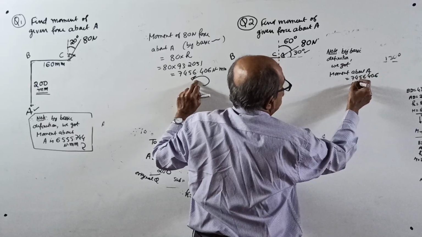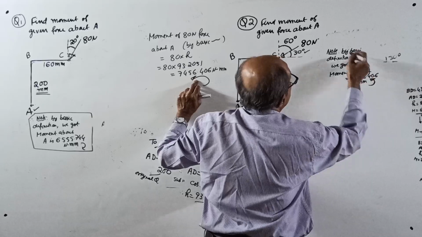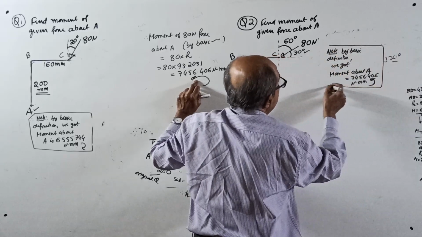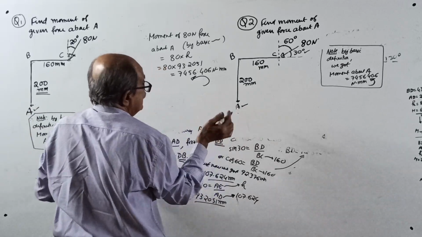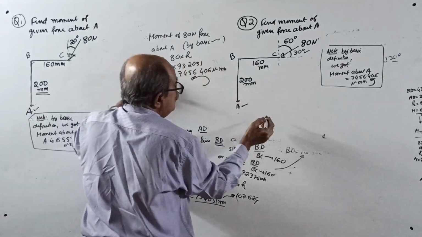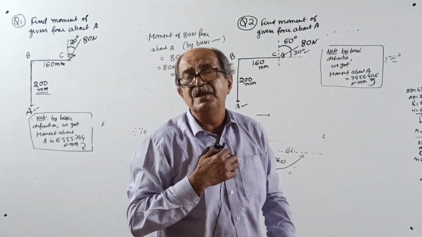7456.406 Newton millimeter, but remember, anti-clockwise. This is the answer we got by basic definition. This you got for the first question, this for the second question. Now do one thing. Now I will clean the board and make it ready for resolution.